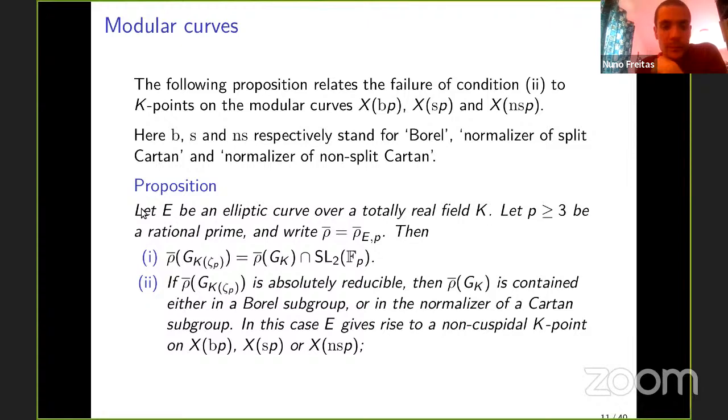Okay, so what is well known about this residual image is the following proposition. So if E is an elliptic curve over K, totally real, and p is some prime, then the image of rho bar, which is the residual representation at p, of this Galois group that we want to be big, is going to be equal to the intersection of the image of the whole absolute Galois group with SL2(F_p). And when this image is not big, by that we mean that the image is absolutely reducible, then the image of rho bar is contained either in the Borel subgroup or the normalizer of a Cartan subgroup. Therefore, this means that the elliptic curve E gives rise to a non-cuspidal K-point in one of these 3 modular curves.